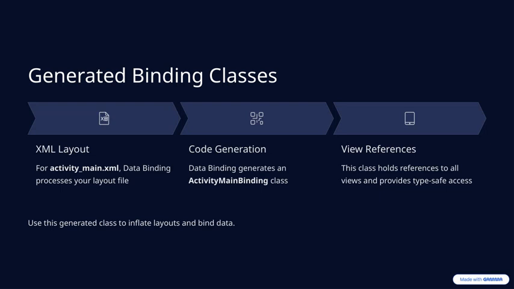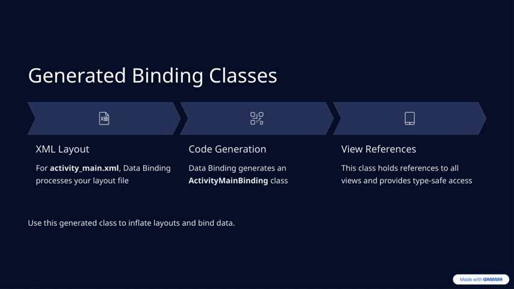Let's take a closer look at the generated binding classes that are created through data binding. When you work with your XML layout, in this case, activity_main.xml, data binding comes into play by processing your layout file behind the scenes. This means it analyzes your XML and prepares everything needed for efficient binding. What's really powerful here is the code generation that happens next. Data binding automatically generates a class called ActivityMainBinding. Think of this as a bridge between your layout and your code.